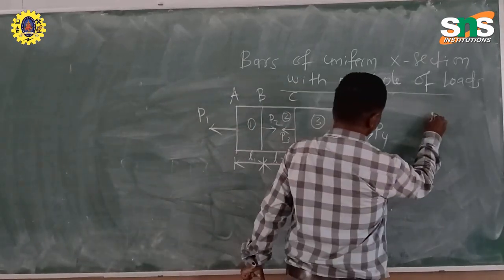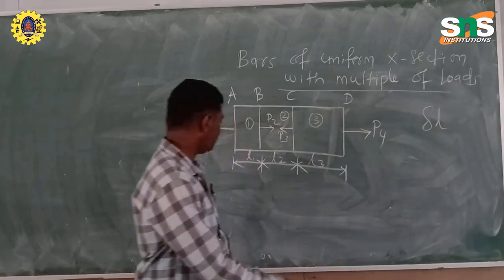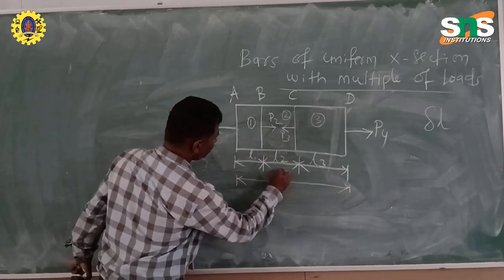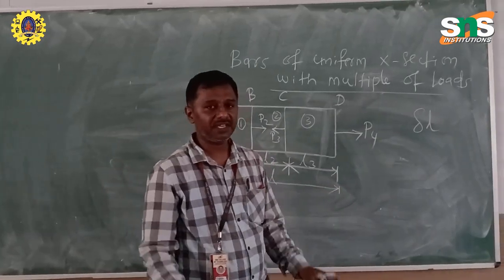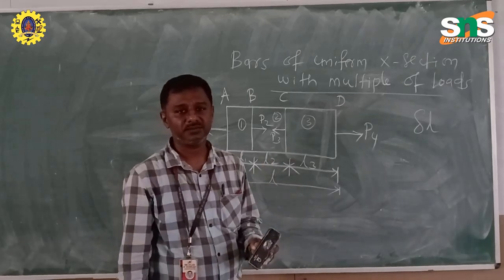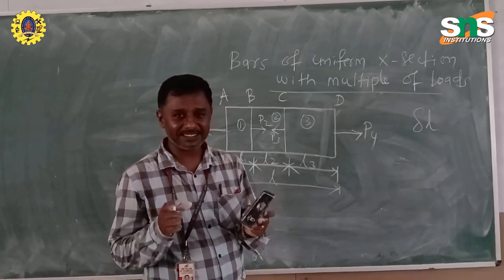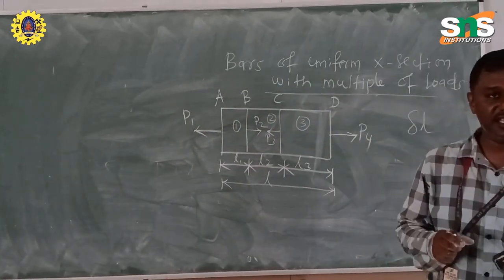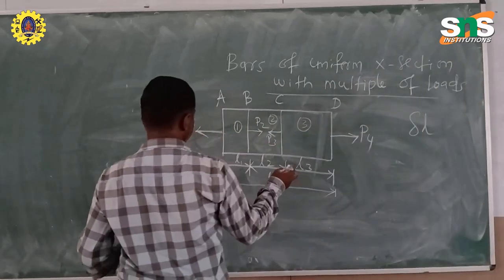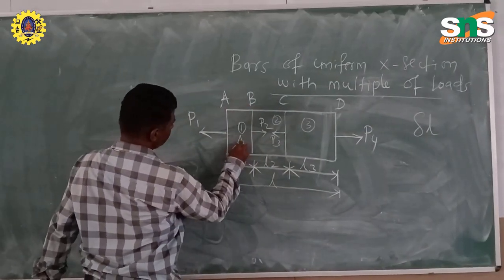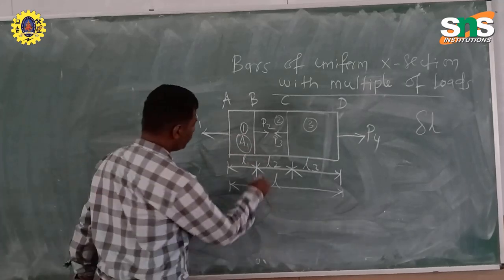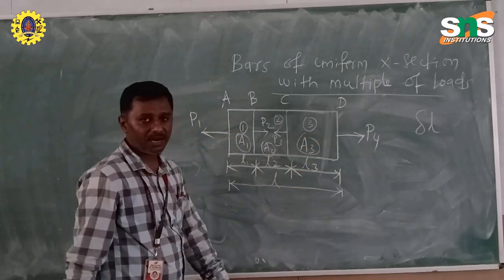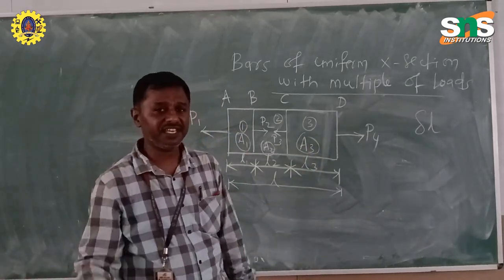As we know, we are going to find delta, the total extension. So the L here is the total length, L1 plus L2 plus L3. We can use PL by AE, the same formula. But for each section, I should know the load, so that I can use PL by AE. So let's have the diameter here. The area is A1. A1 is a known value, A2 is a known value, A3 is a known value. So no problem with the area.